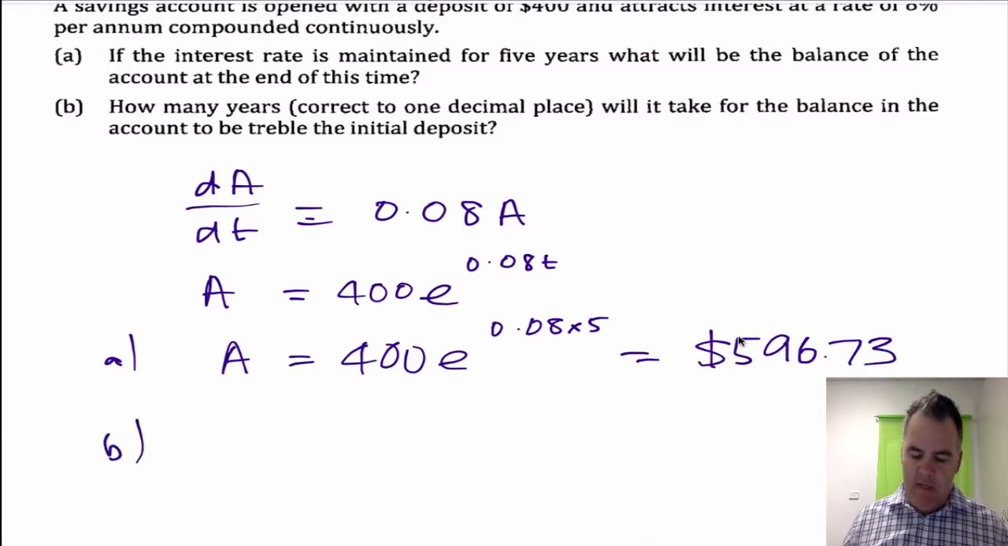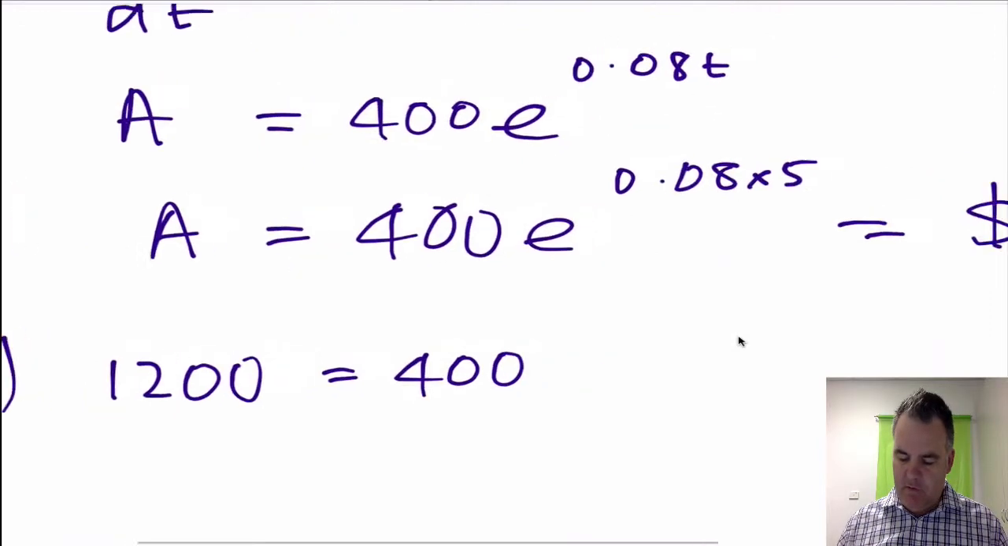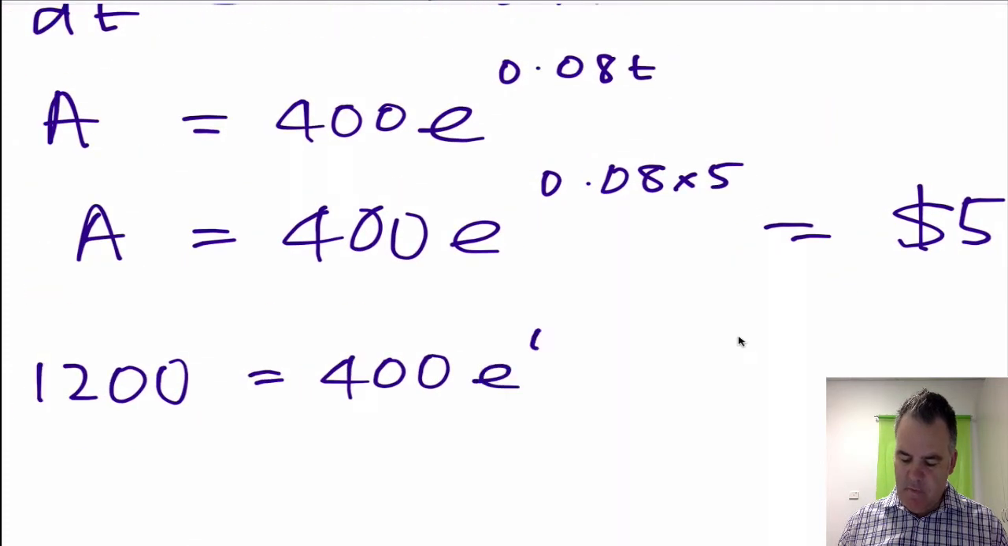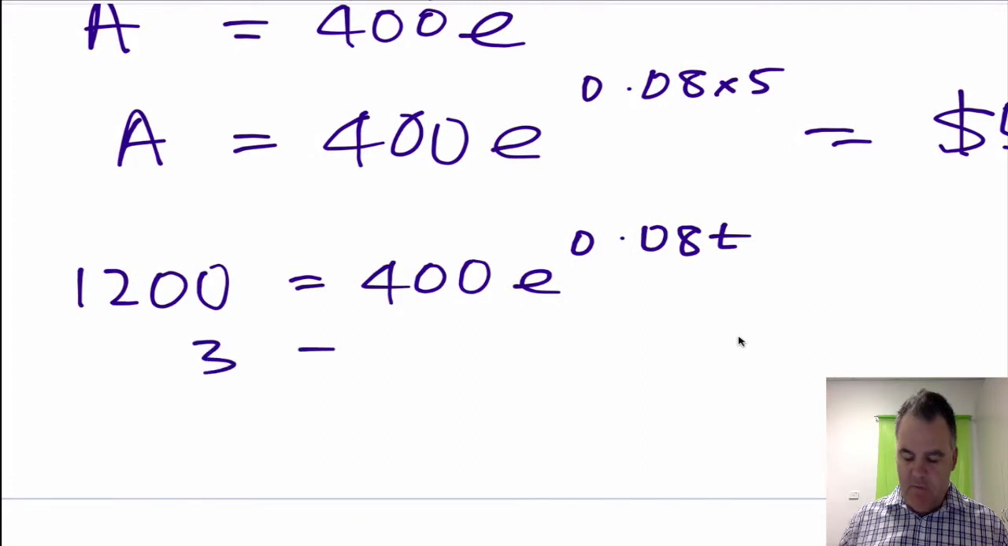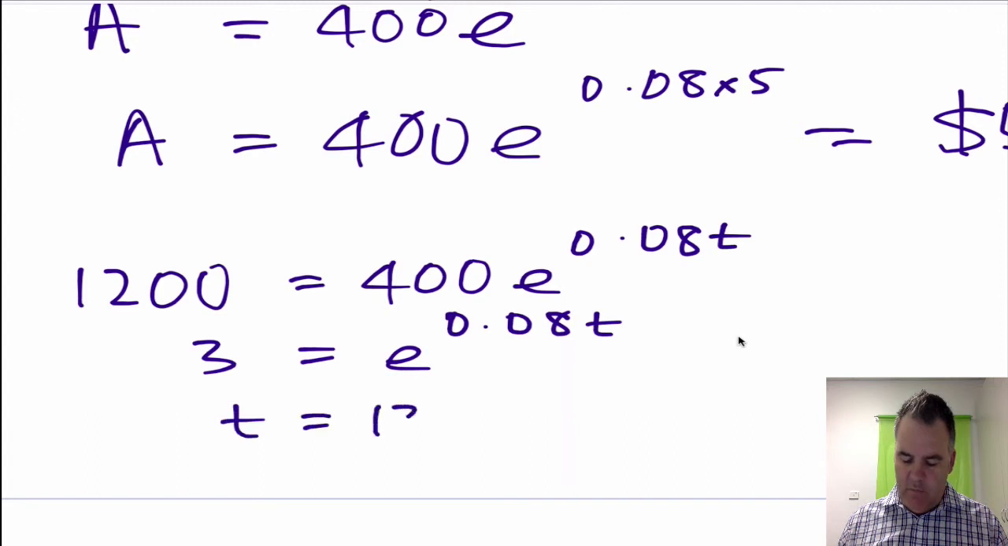And part B, how many years, correct to one decimal place, will it take for the balance in the account to treble the initial deposit? So, treble our initial $400 deposit means we're going to have $1,200. So we've got that. We're solving this on our calculator really, guys. If you wanted to, you could do that. We don't know how to use logarithms yet, so we're going to get our solve key out, and that works out to be t is 13.7 years.